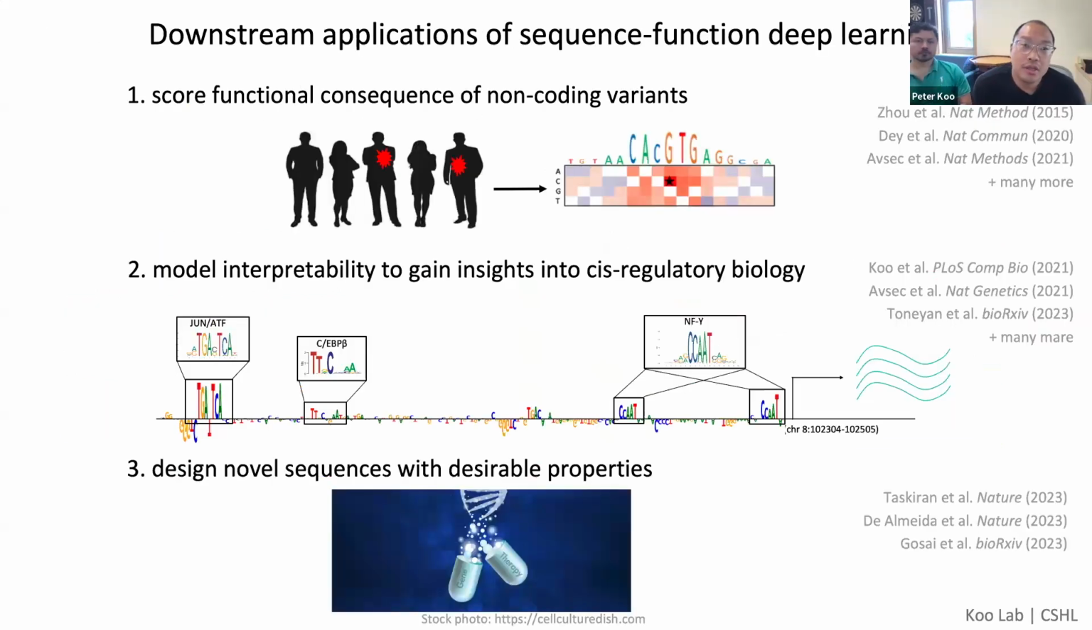So, these supervised models have been incredibly transformative for fitting and interpreting these functional genomics data sets. For instance, we can use a high-performing deep neural network, or DNN, to score the functional consequences of non-coding variants. And this can help us to prioritize the thousands of disease-associated variants identified from genome-wide association studies.